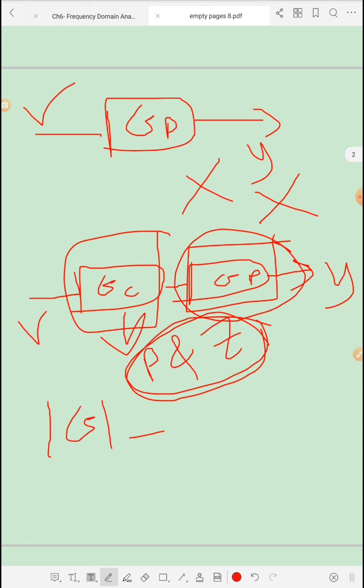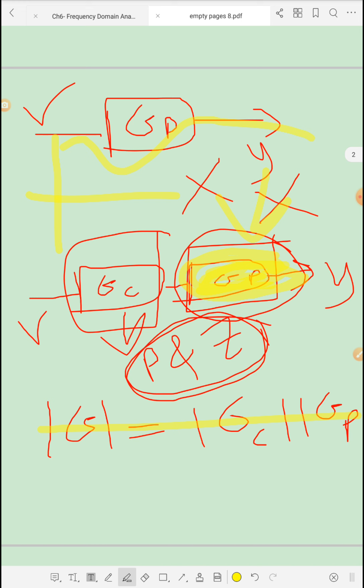G, which is equal to the magnitude of GC multiplied by the magnitude of GP. We should recalculate it from scratch. We will not make benefit of any previous information about this GP. Okay, if we have this GP, we know the graph, a magnitude graph like this. So if it is a multiplicative term, we cannot take any benefit of the existing graph of GP.